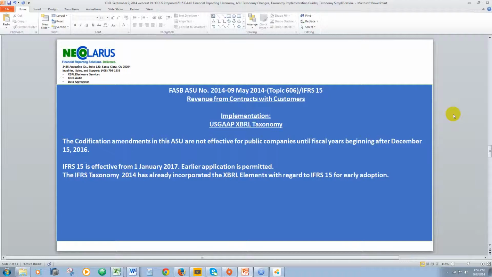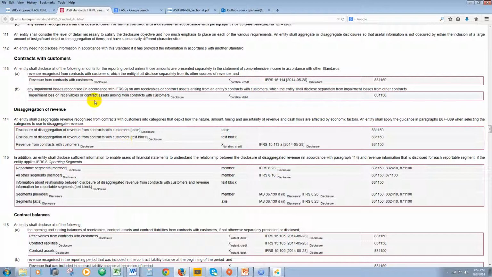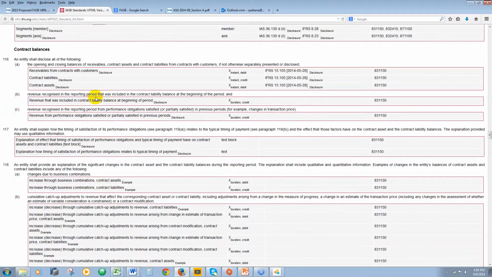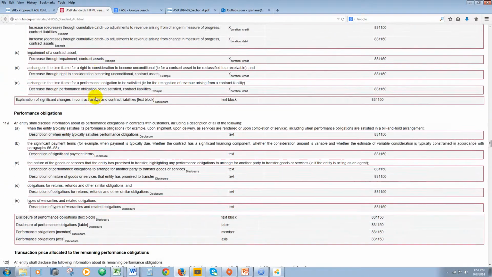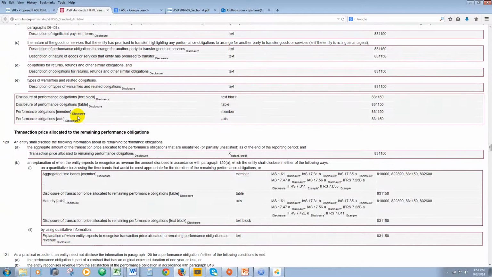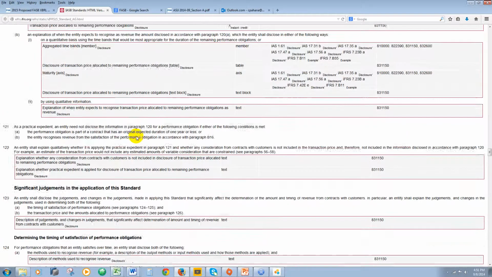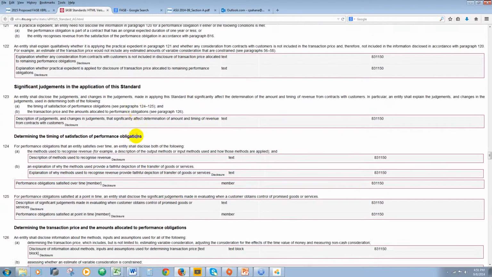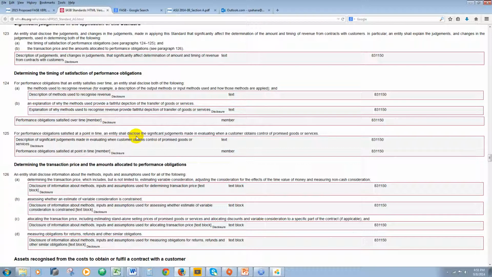And so since the early application is permitted for IFRS, we see that the IFRS Taxonomy 2014 has already incorporated the XBRL elements, as we see over here. So we see all the XBRL elements on the IFRS side: disaggregation of revenue, contracts with customers, contract balances. It's a huge list, as we see over here. Performance obligation, which is a very important step. Transaction price allocated to remaining performance obligations, which is a very important step. Then we have significant judgments in the application of this standard.